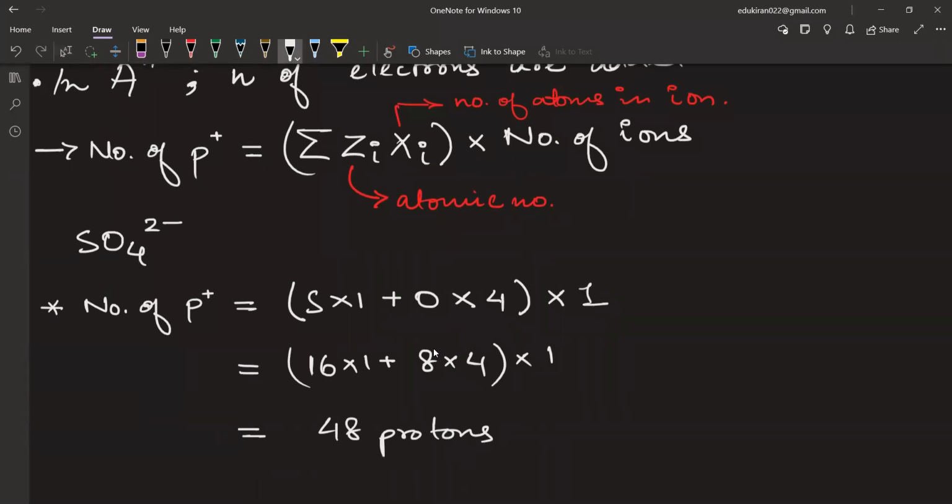I hope you understood the meaning of Zi and Xi now. Yes or no? Zi, Xi. Atomic number, number of atoms in ion. Okay, so this is the formula for number of protons.